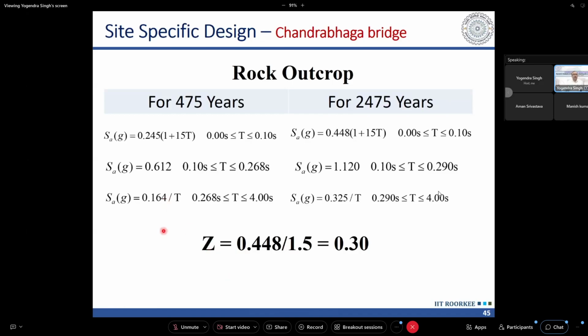acceleration. So you can see that here the ZPA has been calculated by dividing this EPGA 0.448, which we are getting here. So this is the value at 0 period. If I put t equal to 0, S is equal to 0.448. So this 0.448 divided by 1.5, it comes out to be 0.3. So it is somewhere between zone 4 and zone 5.